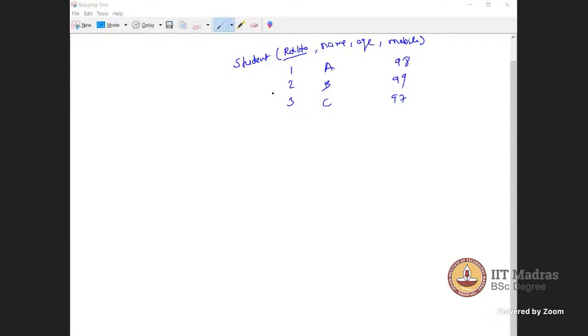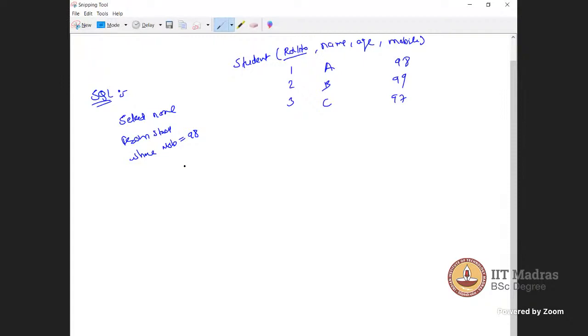Say suppose I need to find out the mobile number of a student whose name is A. Right. So what will be the SQL query for that? I need to find out the name of a student whose mobile number is 98. So I'm writing this query: select name from student where mobile number equals 98, right?